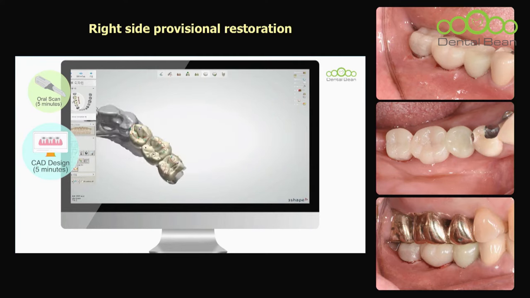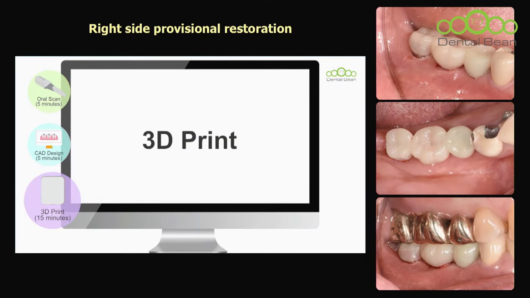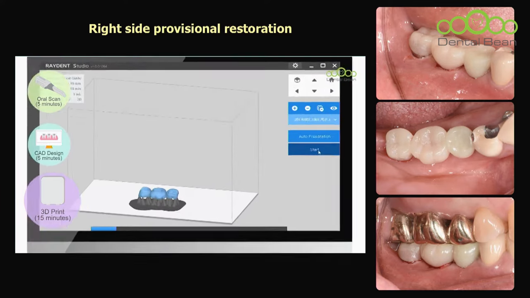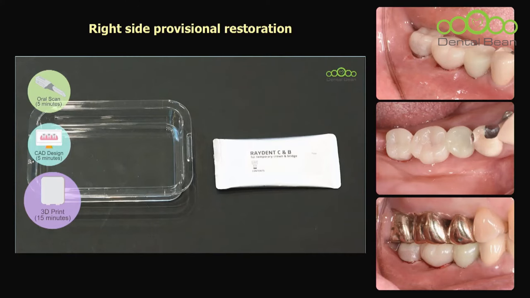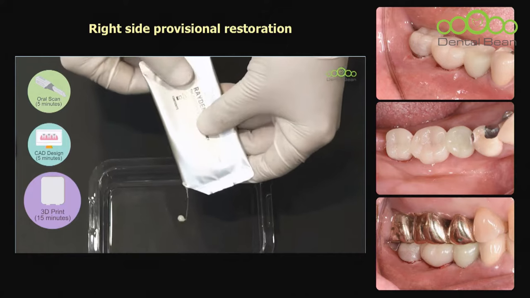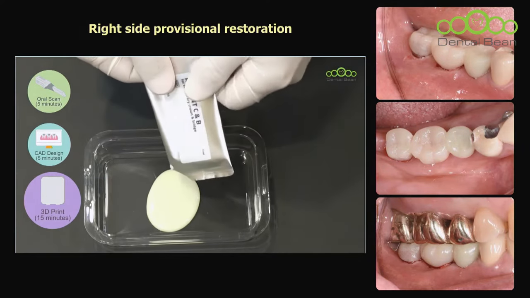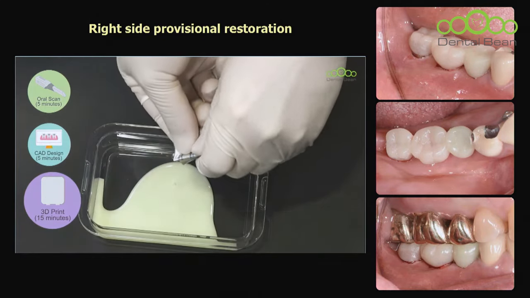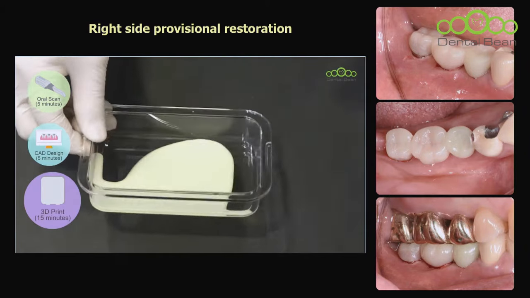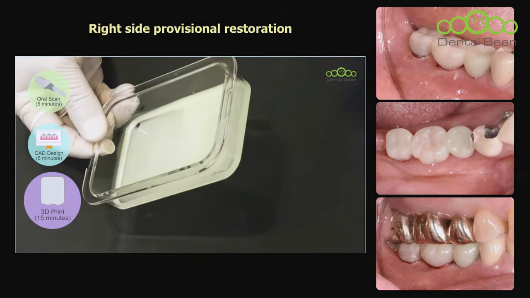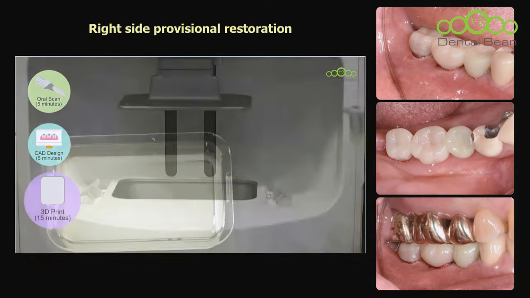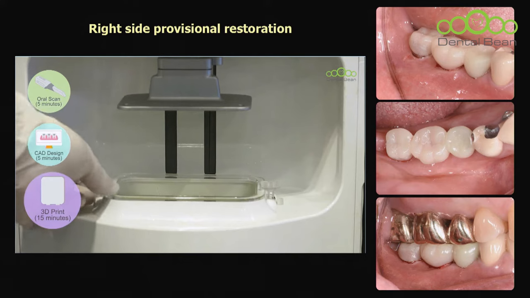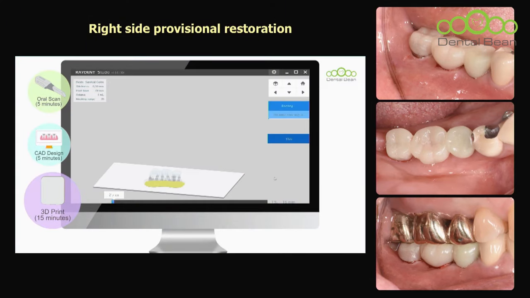For this reason, nowadays many companies are offering users this kind of 3D printer. Using this 3D printer, you can make the temporary restoration. First, just scan the overall condition: implant site, abutment connection state, opposing dentition, and occlusion state. And then this data is sent to the software to design the temporary restoration. This designed temporary restoration is sent to the 3D printer, and then it is fabricated using liquid resin, like this.